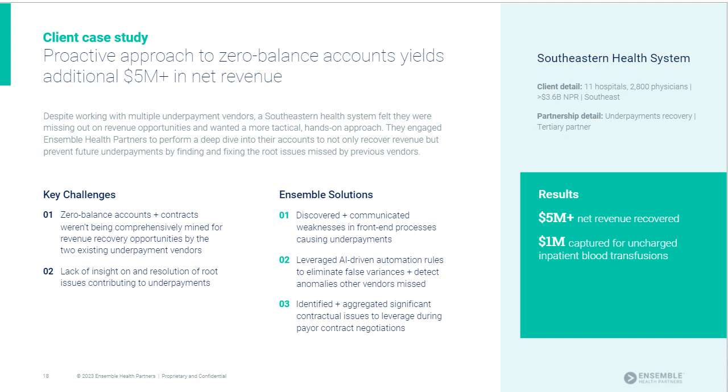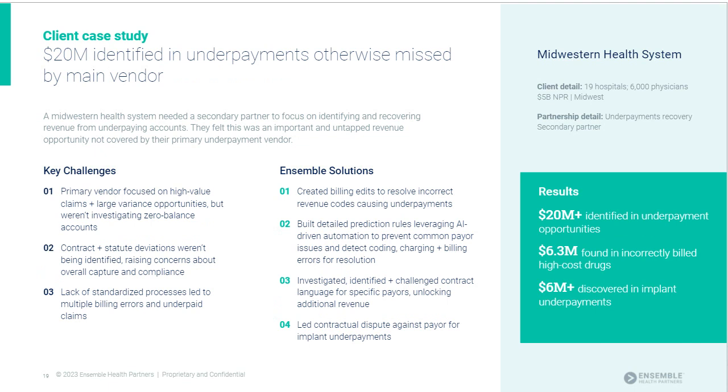Another one real quick, this is a Midwestern hospital system. $20 million in underpayments identified and recovered. And again, this was going behind another vendor. This $5 billion health system in the Midwest had an underpayment vendor focused on high value claims and large variances, with no focus on zero balance accounts or any of the opportunities we talked about earlier that would never show up on the variance report. Contract and statute deviations were being missed, and there was a lack of standardized processes creating lots of billing errors and underpaid claims. Ensemble helped create edits to resolve a lot of the incorrect revenue codes. We built prediction rules, leveraging AI automation to prevent these common issues. We also investigated and challenged some specific payer contract language that unlocked some additional revenue.